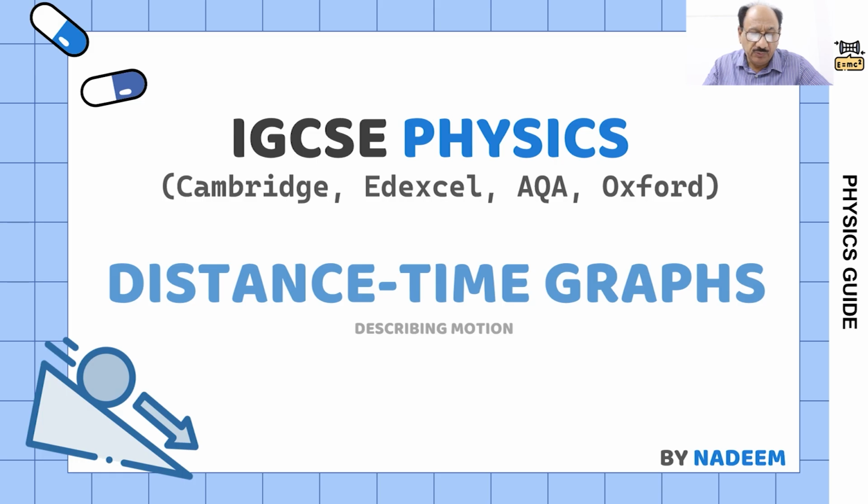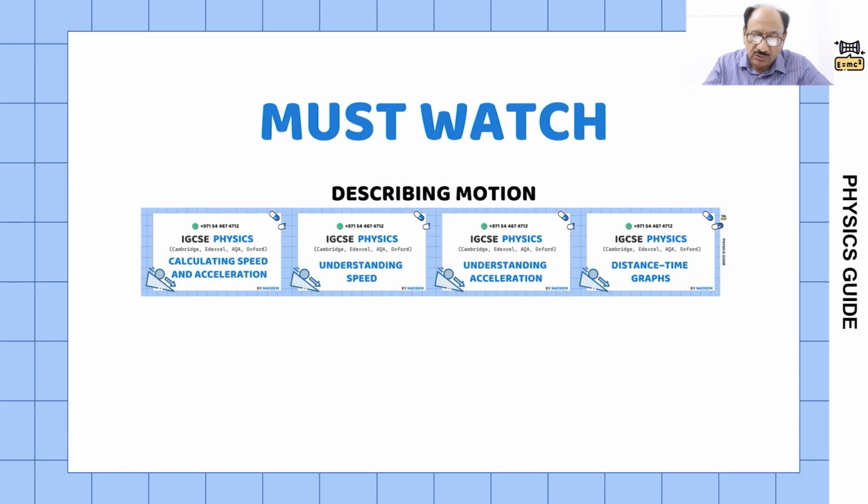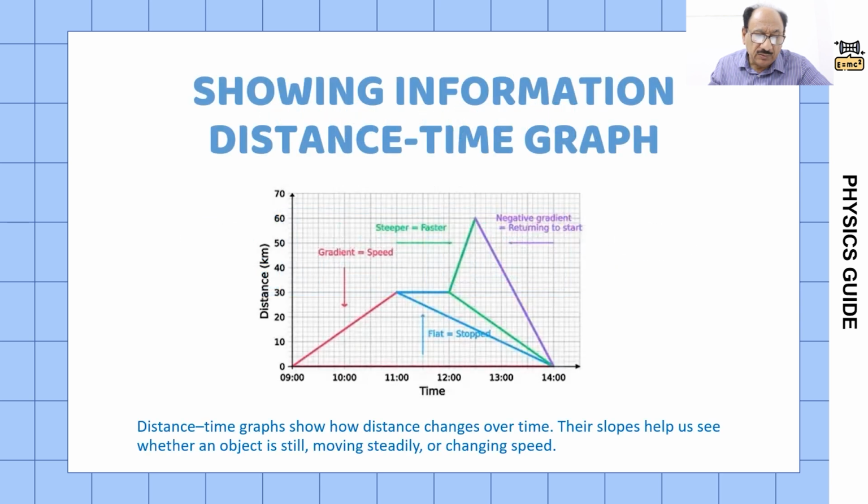Hello everyone. Today we'll be going through IGCSE physics and the topic is distance time graphs, and the main topic is describing motion. This will be covering syllabuses of Cambridge, Edexcel, Kuwait and Oxford. Keep in mind, describing motion is covered in four videos, which are all available in the playlist, and showing information in a distance time graph.